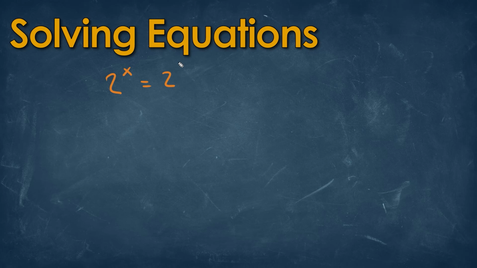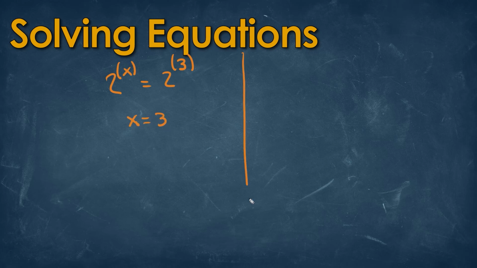So say for instance we have 2 raised to the x, and that's equal to 2 raised to the 3rd power. Well, when this happens, we actually can ignore what the base value is, and we can focus on what the exponents are. Because our base values are the same, we would see that x is equal to 3.